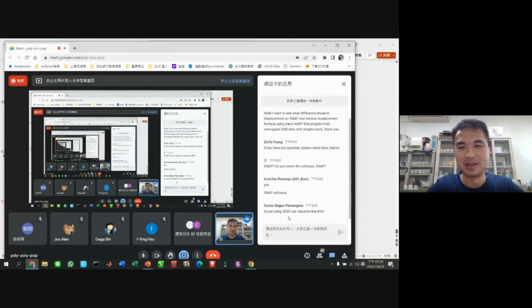Visualization for me. Yeah, because you could not use QGIS to really understand the mechanisms. You could not use QGIS to analyze the velocity. Yeah. So do you have any other questions?